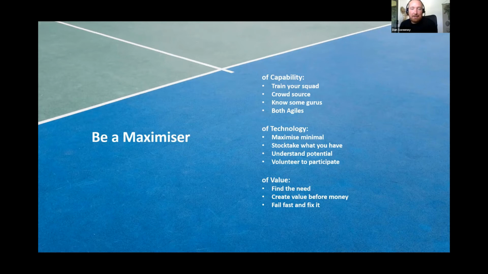So when I talk about being a maximizer, this is probably a key strength that I have, and it's one of those core strengths that you find people that are good at this type of game have and are quite strong about. I've broken it down into three main areas for you today. The first is be a maximizer of capability, and that's your capability and also the capability of the people around you. The first is train your squad.